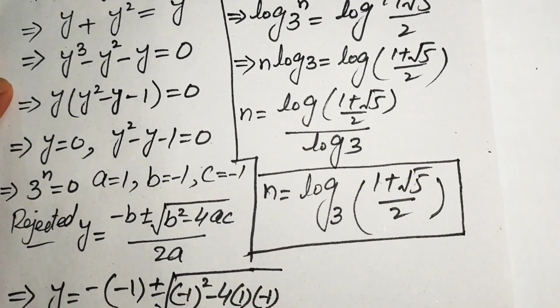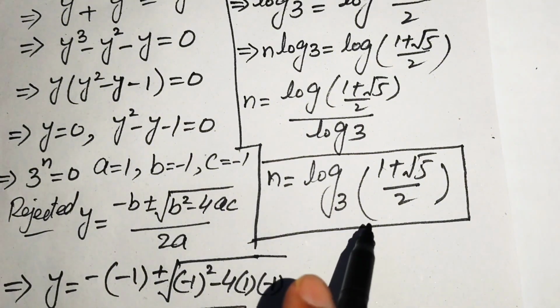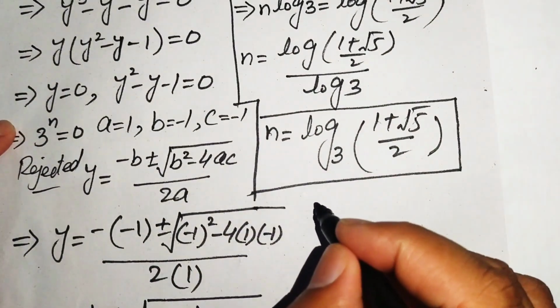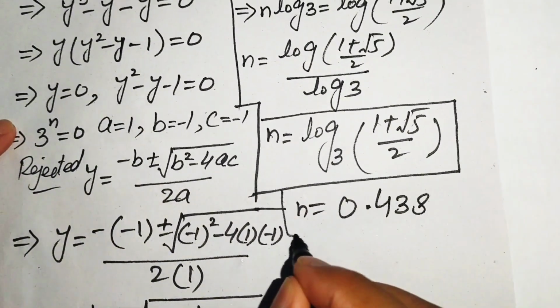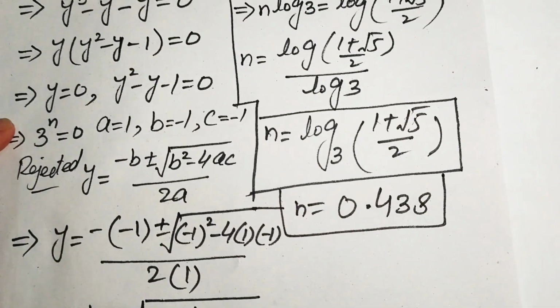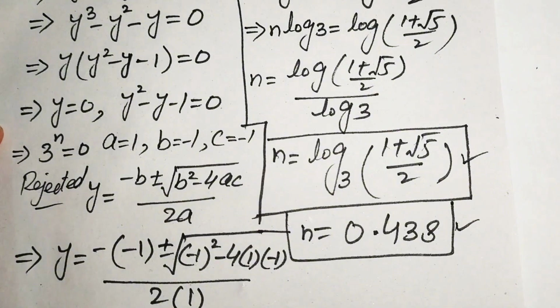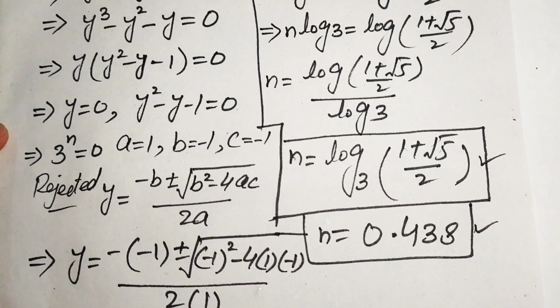And now if you want to find the exact value of n, then you need to use the calculator or log table, so you get the exact solution of this value. So if you use the calculator, then you get the exact value of this problem is 0.438. So this is the decimal form of the solution of this problem, and these are the two same solutions, and this is the final answer.